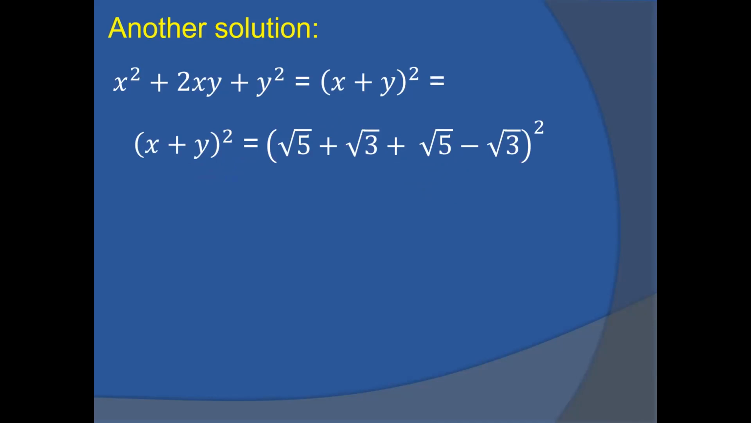I'll solve it, then square it. Root 3 minus root 3 will be 0. Root 5 plus root 5 will be 2 root 5. All power 2, it will be 4 times 5, because I multiply 2 root 5 times 2 root 5: 2 times 2 equals 4, and root 5 times root 5 equals 5. So it will be 4 times 5 equals 20.